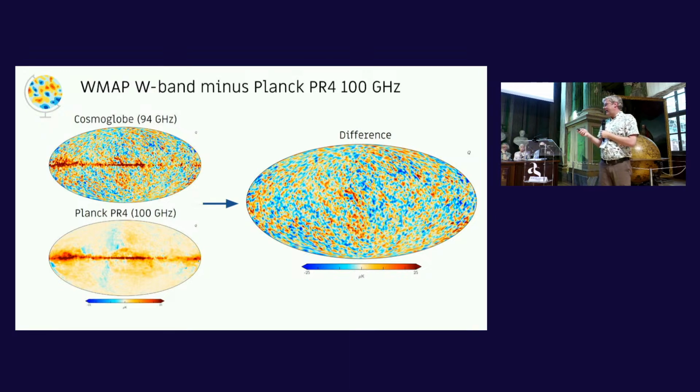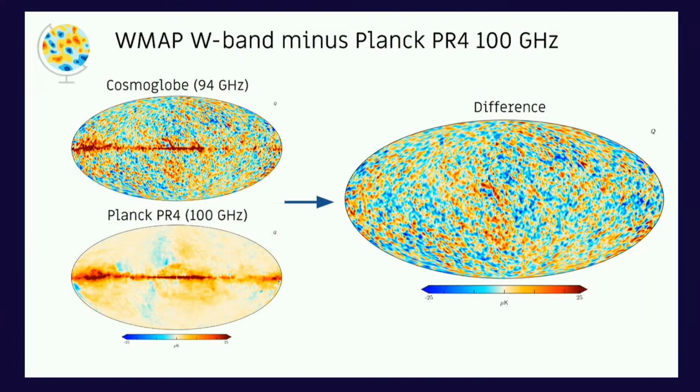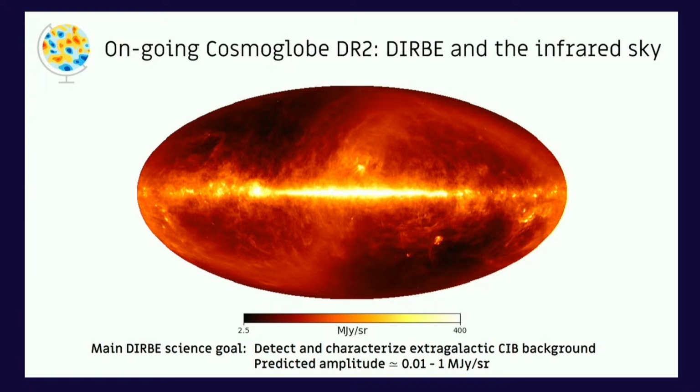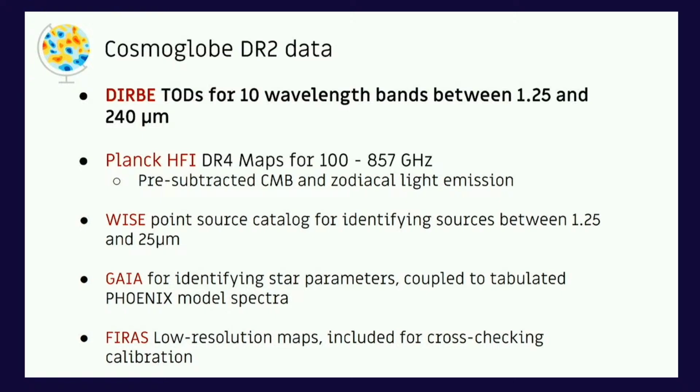And of course, with this in hand, you wonder what the implications are for other things. Right now, what's ongoing is what we call Cosmoglobe Data Release 2, where it's extending to the DIRBE and infrared sky. So we take the lesson learned from WMAP and Planck and apply it to other fields of science. Chris was alluding to this analysis earlier. In this case, we take the DIRBE TODs that have been around for 30 years now and plug them into the same machinery, couple them with Planck HFI maps, WISE and Gaia for point sources, and FIRAS for absolute calibration, run the machinery, and see what you get.